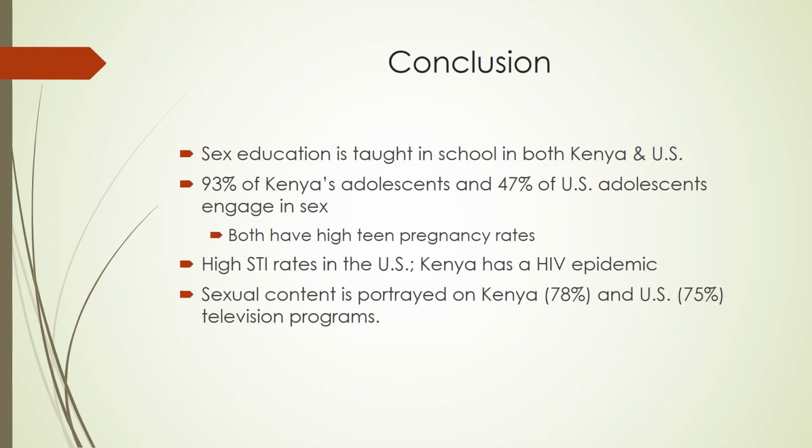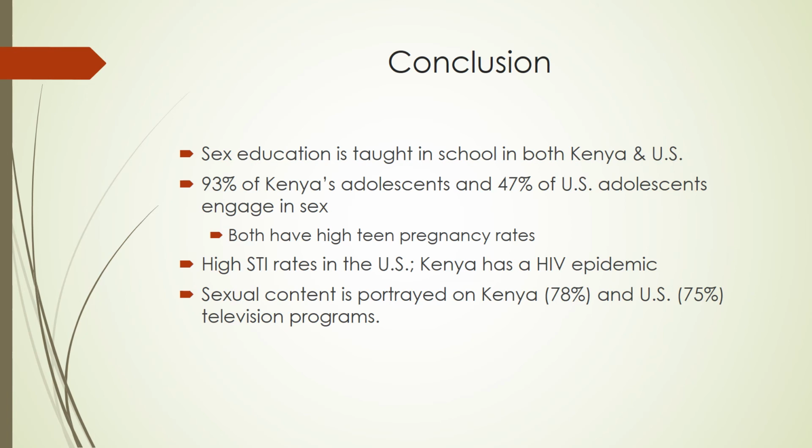Concluding that abstinence education is not as effective, and schools should be teaching comprehensive sex education, which includes information about contraceptive use. This will also help decrease the high STI rates seen in adolescents in the U.S., the HIV epidemic in Kenya, and the unplanned pregnancies in both Kenya and the United States.